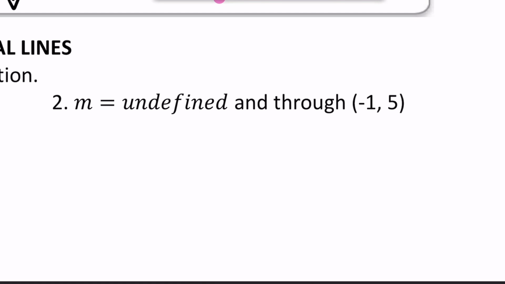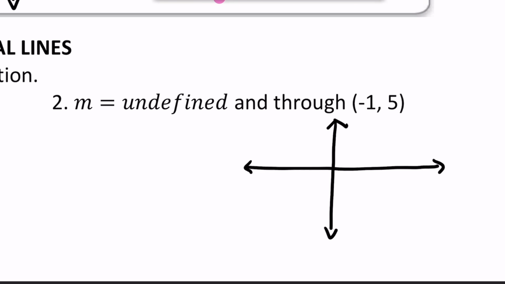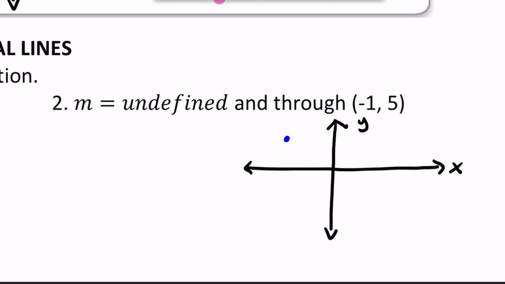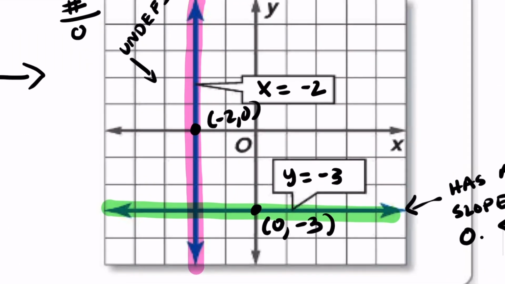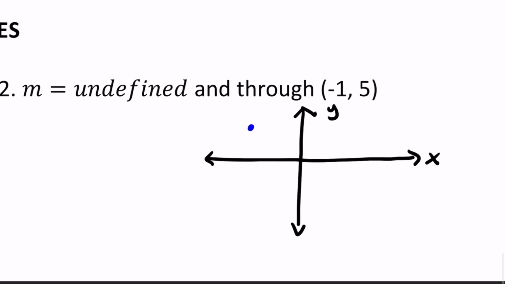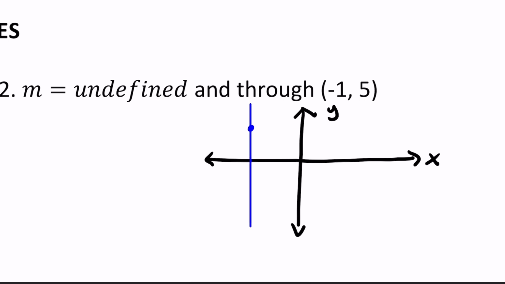Number 2, you have a slope that's undefined, and it passes through the point -1, 5. I'm going to go ahead and illustrate with a picture. So I'm going to draw my x and y plane. So -1, 5 should be located right over here. And an undefined slope is a vertical line, just like this one over here. So it passes through -1, 5, and again, the slope is undefined. So it should look just like this.